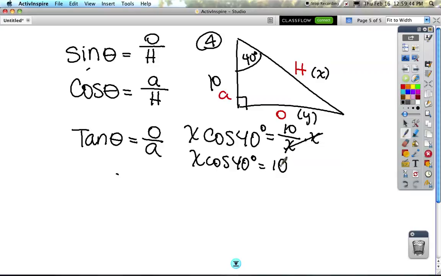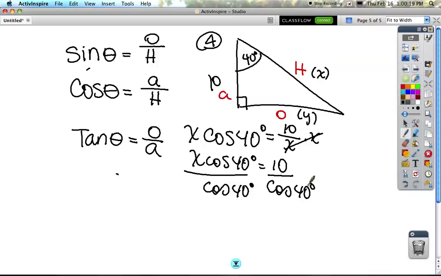So how will I get X by itself? Okay, I'm hearing different things. What are X and cosine doing? Are they adding, subtracting, multiplying, or dividing? They're multiplying. So how do I undo multiplication? By dividing. Now I want to get rid of everything but X. So what am I dividing by? Cosine 40. So in your calculator, do 10 divided by cosine 40, give me 1 decimal place.